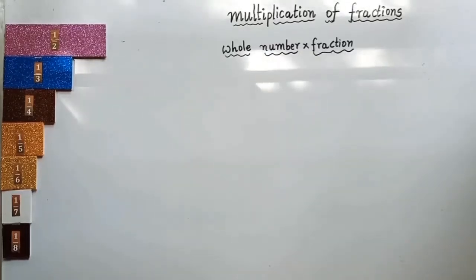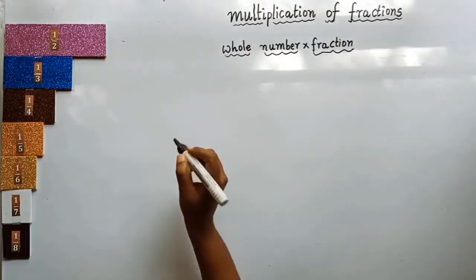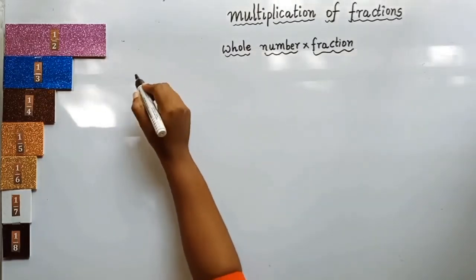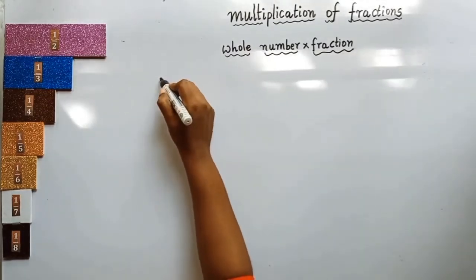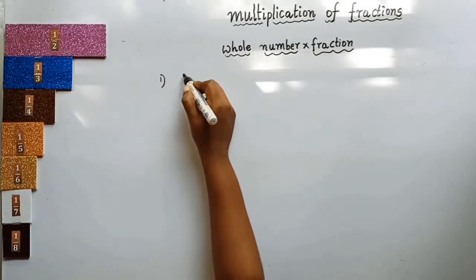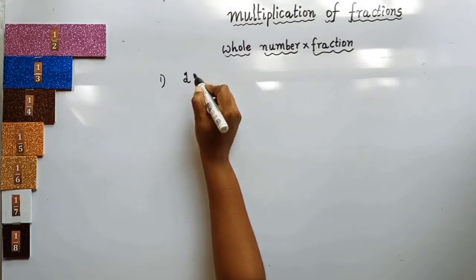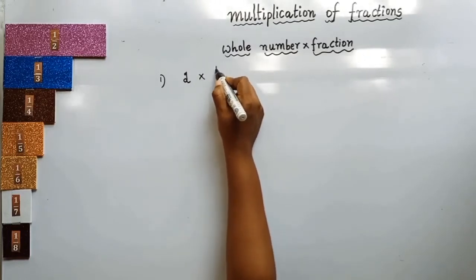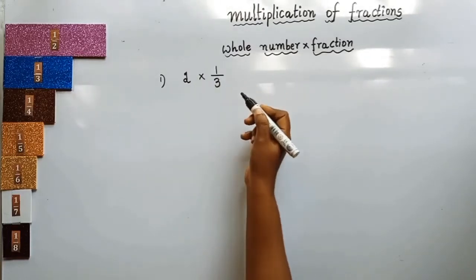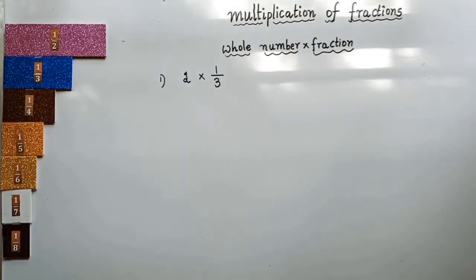Dear students, in this video, you are going to learn about multiplication of fractions through an activity. First, let us multiply a fraction by a whole number. First example is multiply 2 and 1 by 3. 2 is a whole number, 1 by 3 is a fraction.